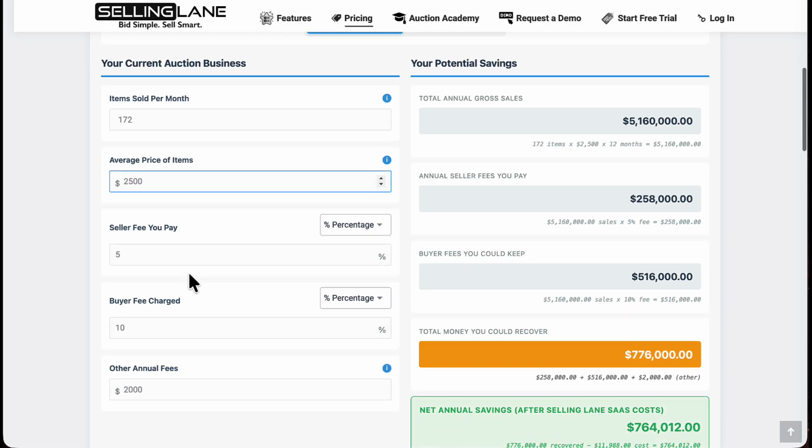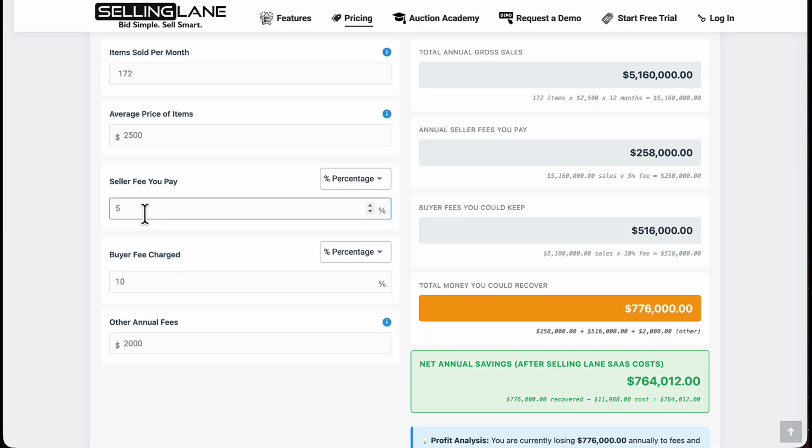Again, you put your own averages in for your own products. And let's say that you are running with one of our competitors, and one of our competitors, for example, charges a 2% seller fee. And by the way, you can change this to per item if they have a $10 per item fee, or if they have something else. Okay, so we'll just use 2% as the example.